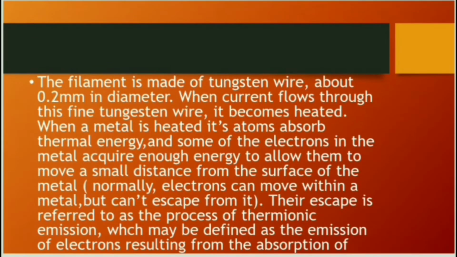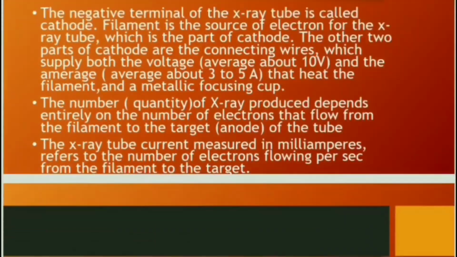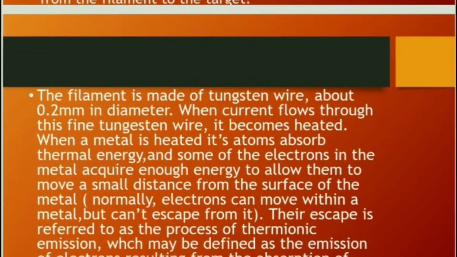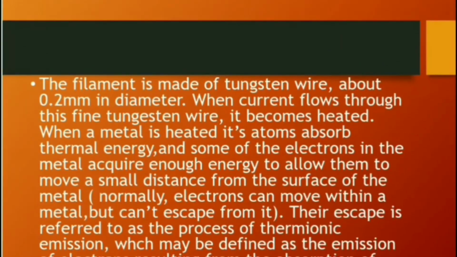So let's move towards our second part of the X-ray tube, which is the cathode. When we talk about the cathode, I've already told you that the cathode is the negative terminal, the negative electrode of the X-ray tube. It has a part called the filament. Here the filament is actually the source of electrons for the X-ray tube. The other two parts of the cathode are connecting wires which supply both voltage.